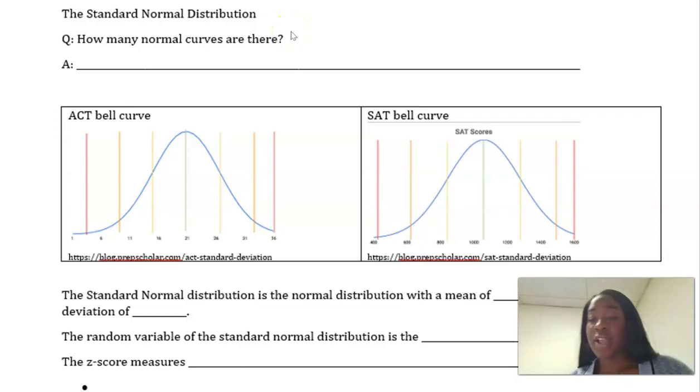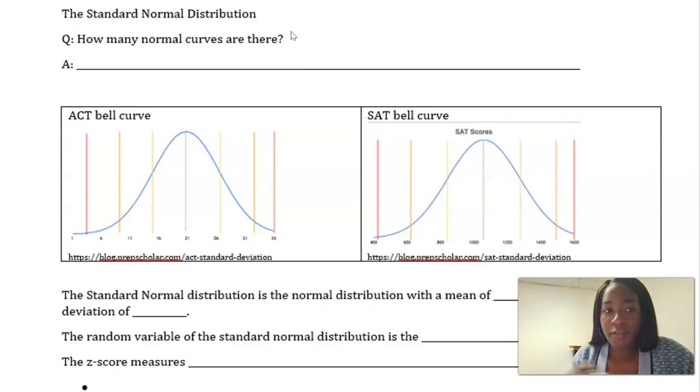For instance, when I graduated high school, I took both the ACT and the SAT because I wanted to see which one I would do better on. But those two tests are scored very differently. For example, looking at these two bell curves here, you can see that the average ACT score is around 20 something, and the average SAT score is around 1,000 something.